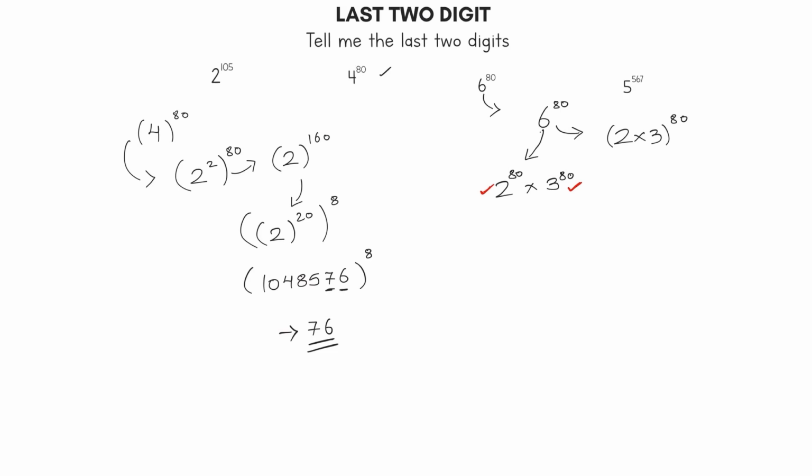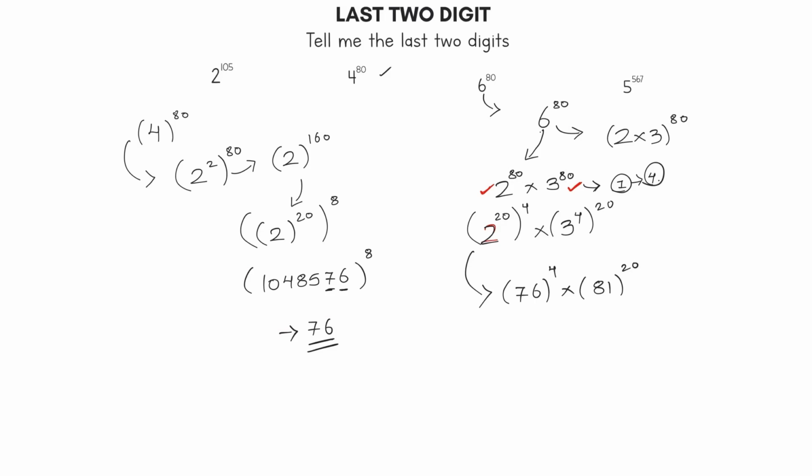I'll write this 2 raised to 80 as 2 raised to 20, raised to 4. I want 2 raised to 20. Then 3, 3 power what? What ends in 1? 3 power 4. So I'll make it 3 power 4, and write this as 3 raised to 4, raised to 20, because I want it to end in 1. Now 2 raised to 20, the last two digits of that number will be 76. So the problem is now reduced to 76 raised to 4, into 3 raised to 4 is 81, 81 raised to 20.